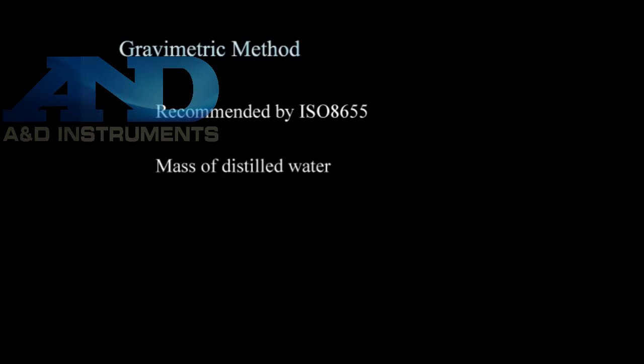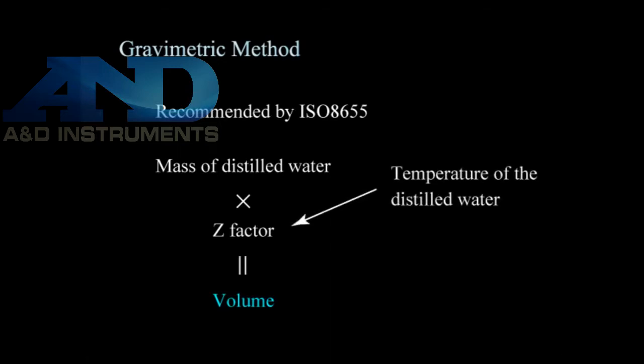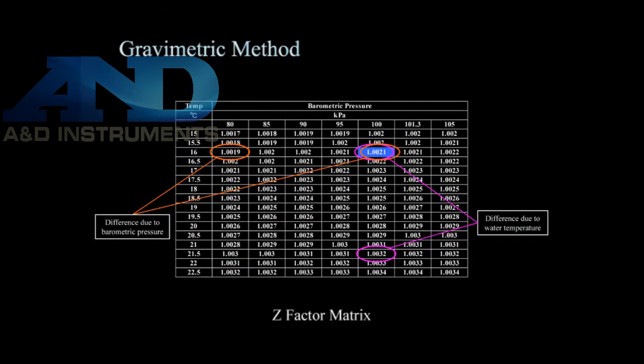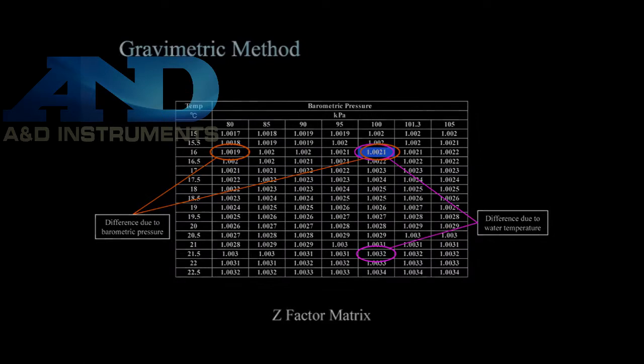The test procedure of our pipette accuracy testers is based on the gravimetric method, which is the world's most commonly used test for the accuracy of variable volume pipettes and is also recommended by ISO 8655. In the gravimetric method, pipette volume is calculated from the mass of distilled water dispensed from the pipette using a conversion factor called the Z factor. The Z factor is determined from the temperature of the distilled water and the barometric pressure, since the volume of a mass of distilled water varies depending on these two parameters.